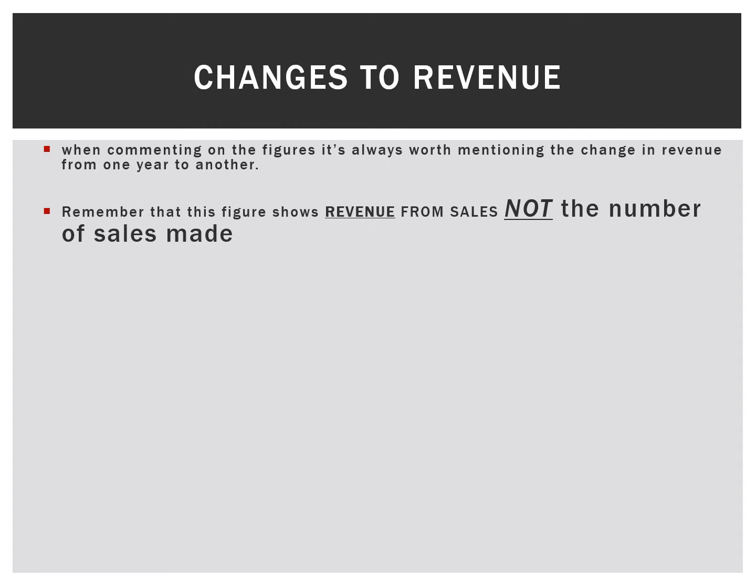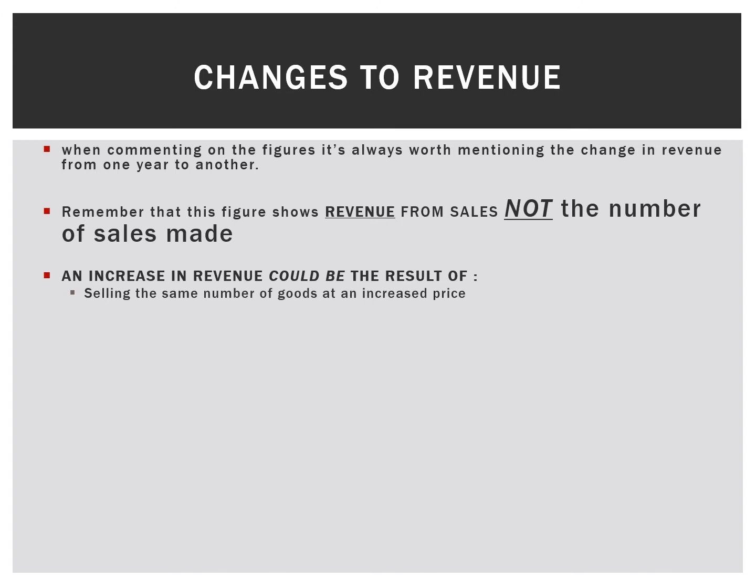It doesn't tell you how many units have been sold. So just because the revenue figure has gone up from one period to another, it doesn't necessarily mean that you've actually sold more units. There could be many reasons for that increase. It could mean that you've put the price up. So you haven't sold any more goods than you did last year, but you've sold them at an increased price. It could mean that, yes, indeed, you have sold more goods at the same price as last year.